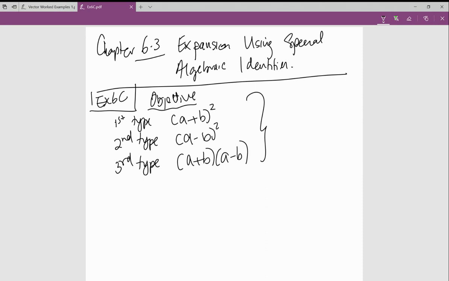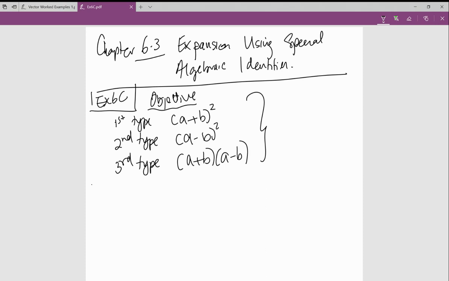And you can do it the long way. That's what you have learned so far. But the whole idea of this 6.3 is to teach you a shortcut. So eventually we leave it up to you whether you want to use the long way of expansion that you're familiar with or you want to use this shortcut.